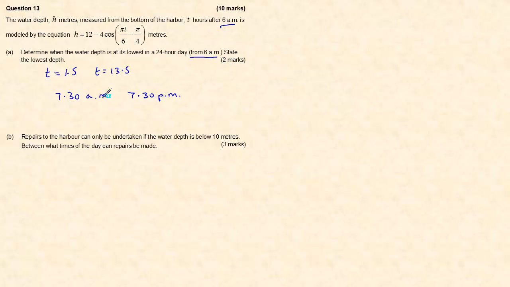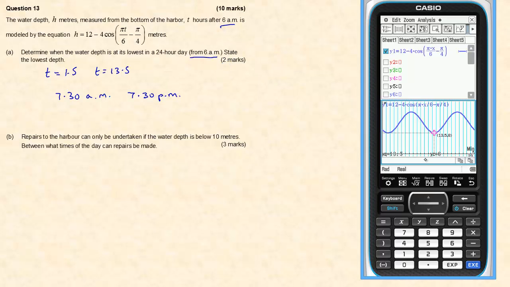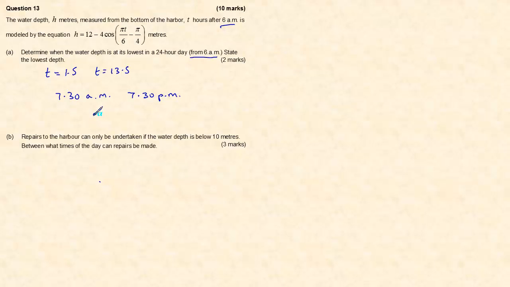We also wanted to state the lowest depth, and we can see that the y here is 8, so 8 meters is the lowest depth. We could have seen that from the original function, because of course we know that the cosine has an amplitude of 1, so 12 take away 4.